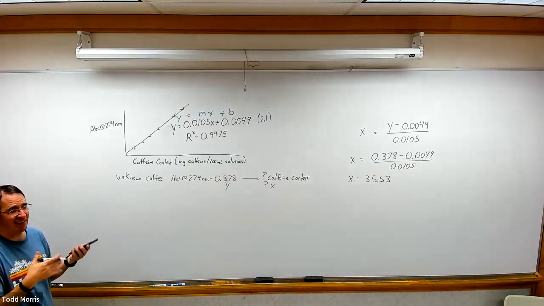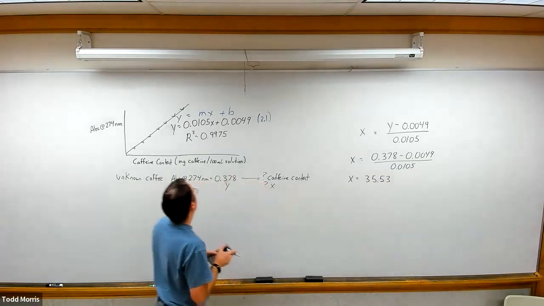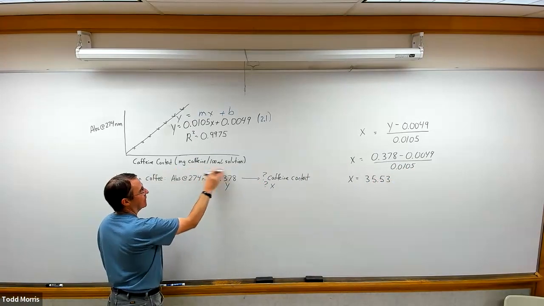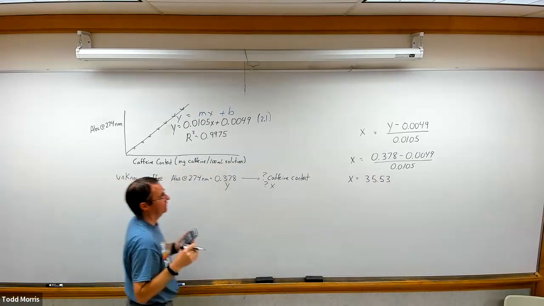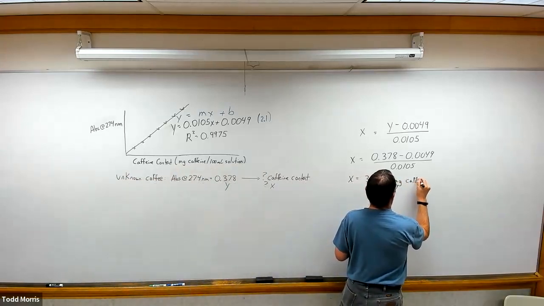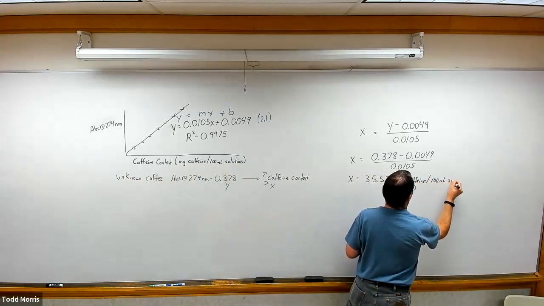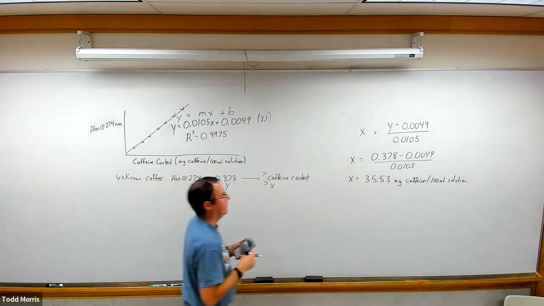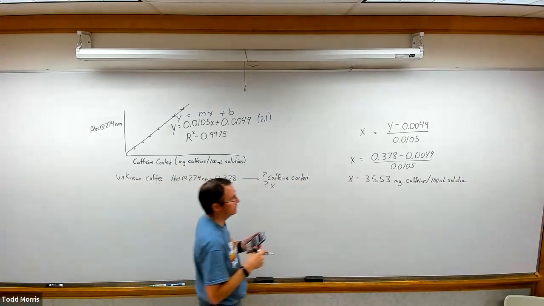But of course, these numbers also have to have units attached to them. And because this is x, the units for my value are always going to be the same as the units of my x-axis, which in this case are milligrams of caffeine per 100 milliliter solution. So that is, in some sense, my answer. That is the caffeine content of my coffee solution, 35.53 milligrams caffeine per 100 milliliter solution.